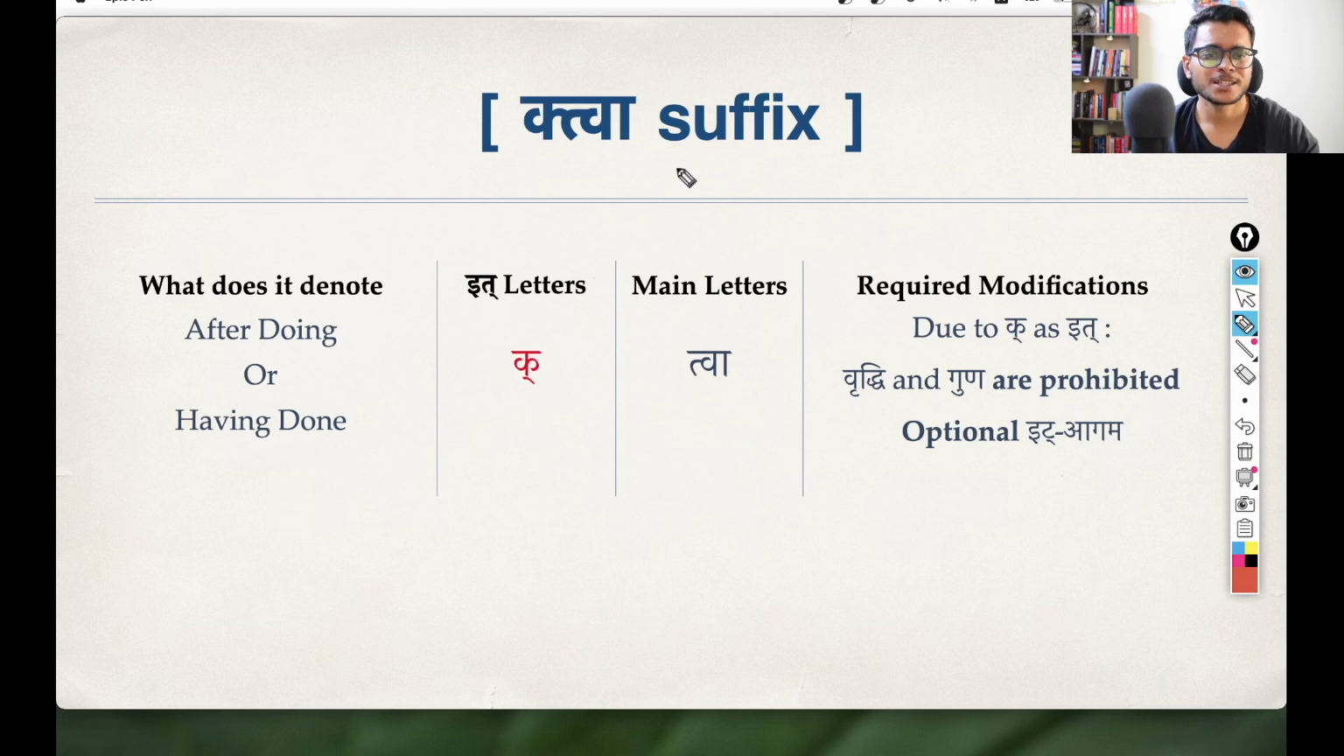Because our suffix here has ka as it letter, we know that due to ka as it, vriddhi and guna are prohibited. So no vriddhi, no guna. And you also see the main content of the suffix is starting with ta, a consonant. So this optional it agama rule can apply.